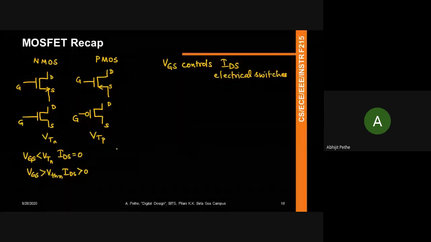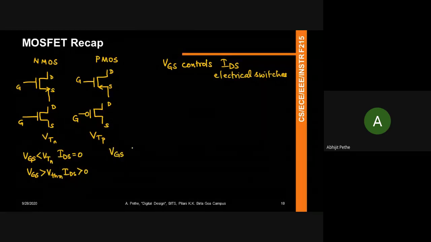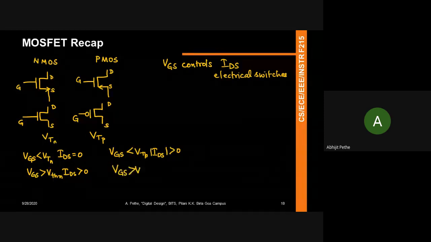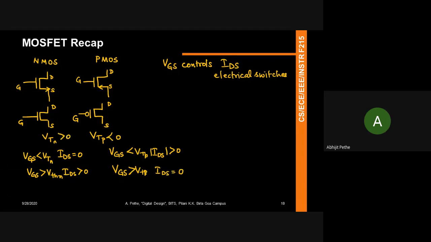In the PMOS, it works in the other direction: VGS has to be less than VTP for my IDS to be greater than zero, and my VGS has to be greater than VTP for my IDS to be zero. Again, remember here, VTP tends to be less than zero, VTN tends to be greater than zero, right? So for the PMOS to work, its gate voltage has to become more negative than the threshold voltage. For the NMOS to work, the gate voltage has to become more positive than its threshold voltage. Okay, just remember that. This is all we need to understand how to design digital gates using MOSFETs, right?